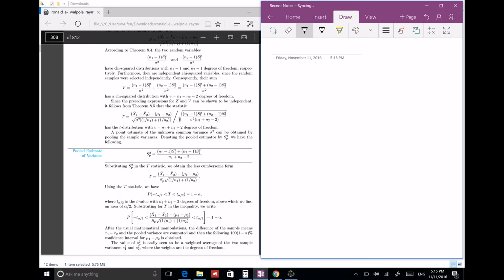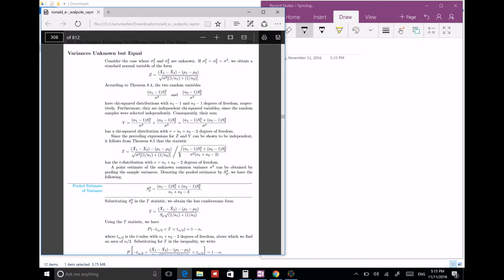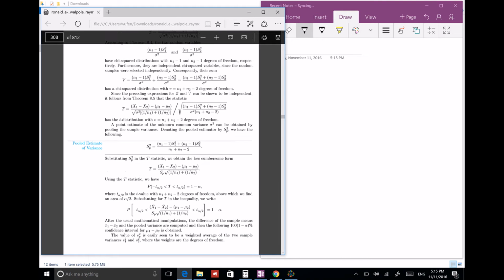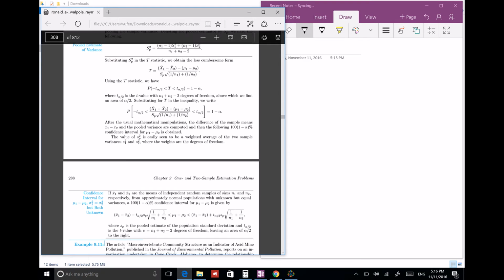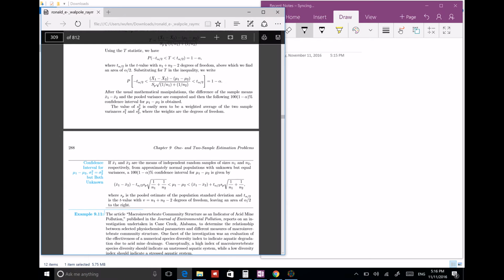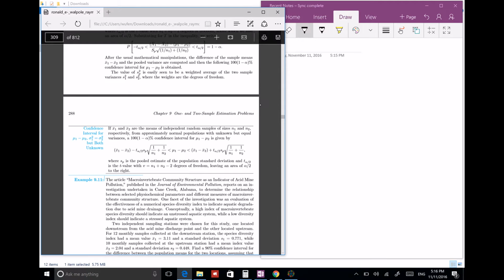Similarly, they also give you a formula for when sigma 1 and sigma 2 are unknown. If sigma 1 and sigma 2 are unknown, but sigma 1 and sigma 2 are equal, okay? They're equal but unknown, so we're going to use a T distribution. This is the T distribution formula. On the next page, page 288, you have the T distribution formula.